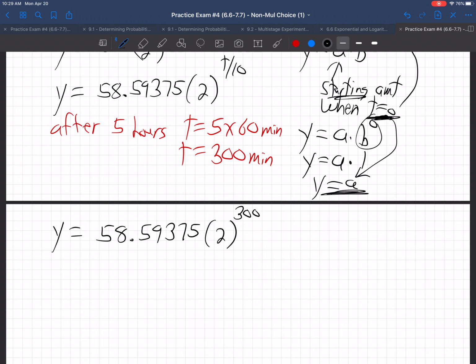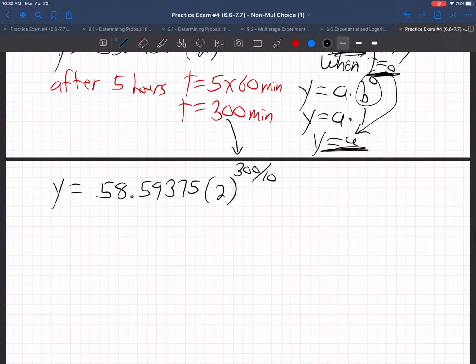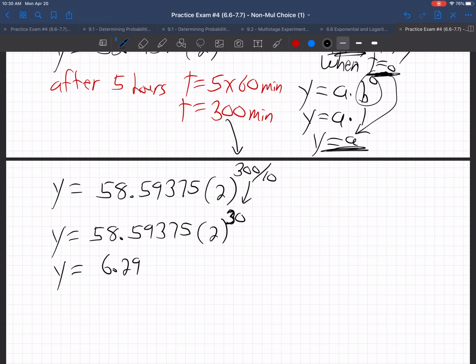58.59375 times 2 to the 300 over 10. So I plug in 300 for t, and that's going to be 58.59375 times 2 to the 30, right? If you divide 300 by 10 on your calculator, you get 30. And so put this in your calculator. Here's what my calculator just told me. It told me 6.291456E10. Did you get that?